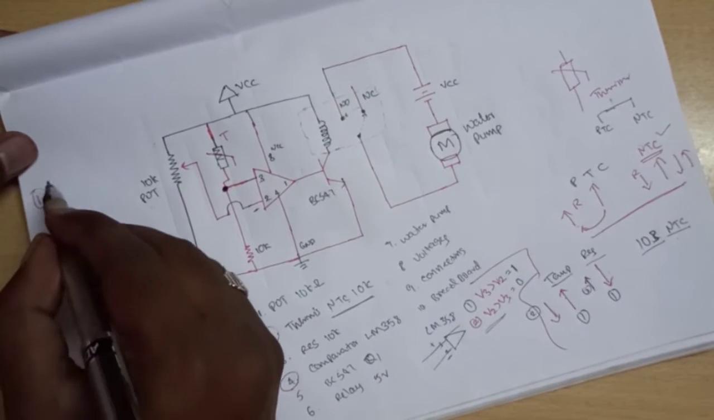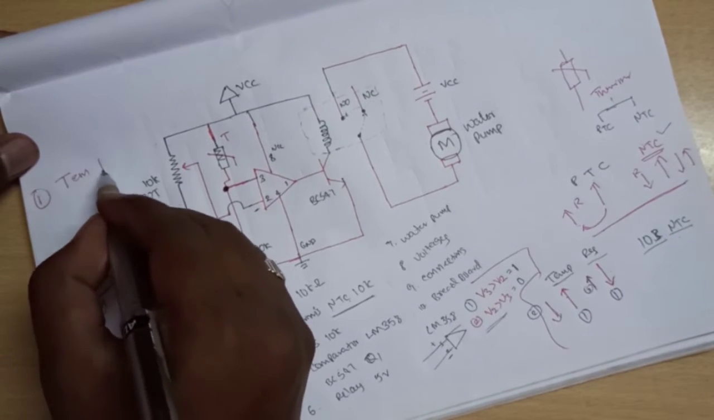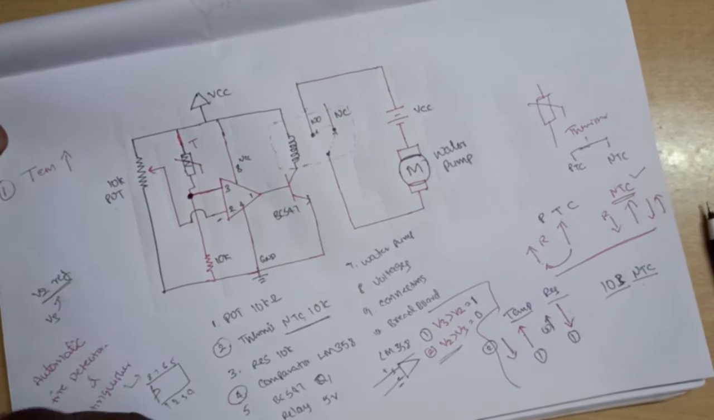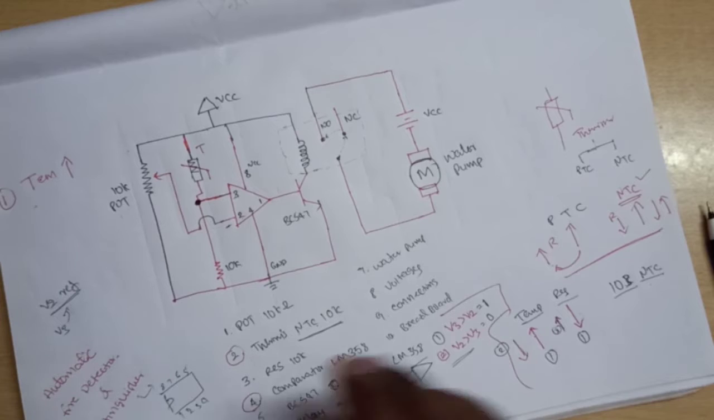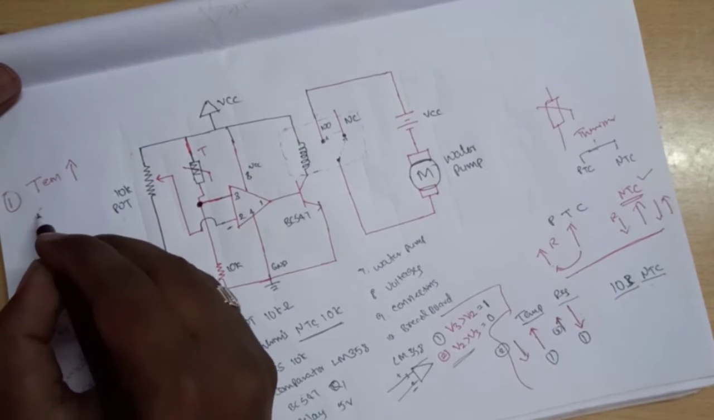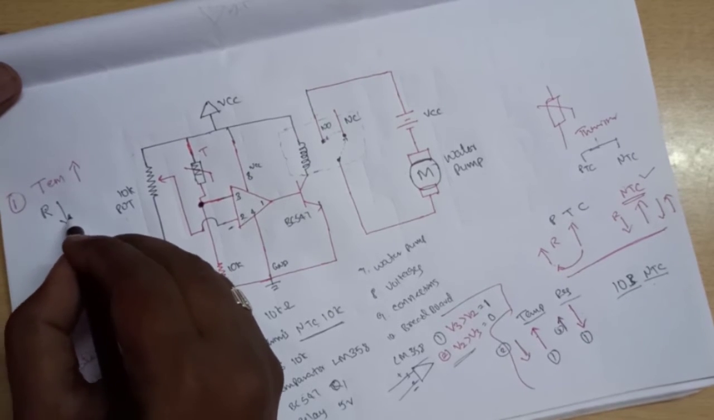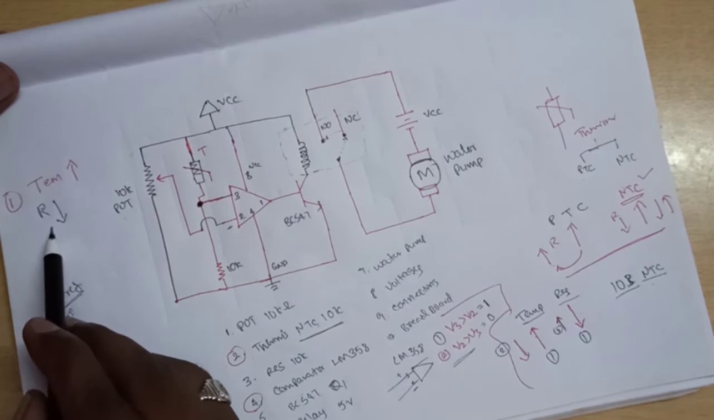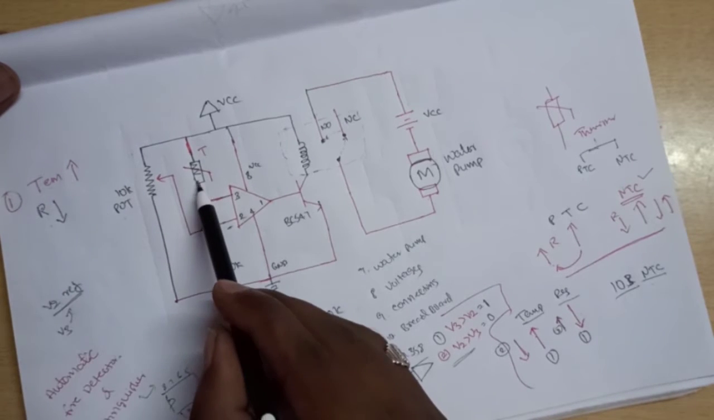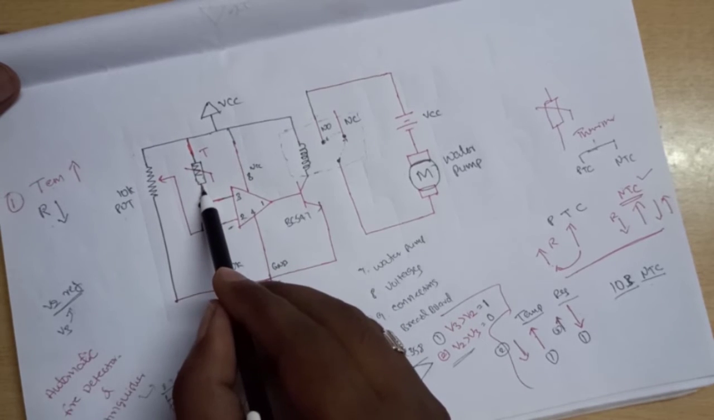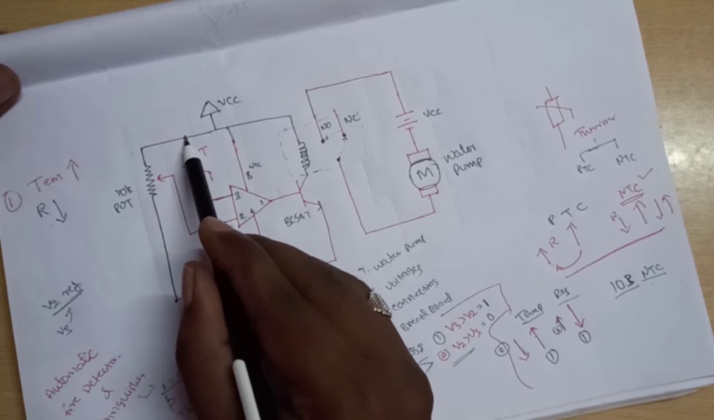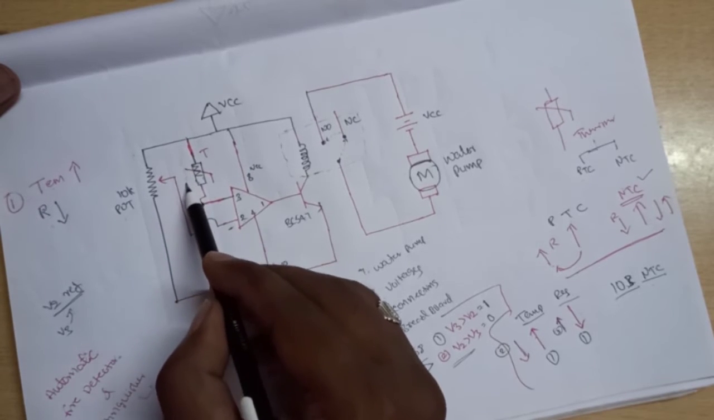So first condition, temperature is high. If the temperature is increased in industries, resistance will be decreased. Temperature increased and resistance is decreased. So this is the thermistor. If the temperature is increased, the resistance of the thermistor will be decreased. Whenever there is a low resistance path, this VCC will flow. So this VCC will flow like this.